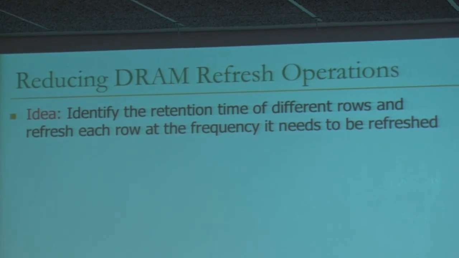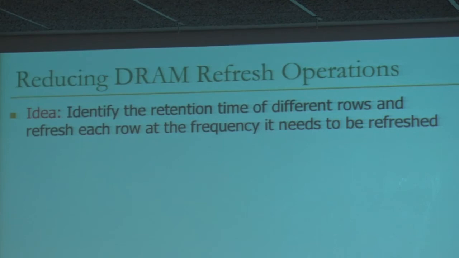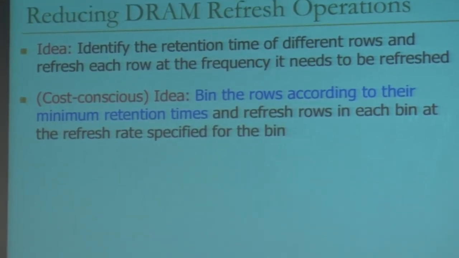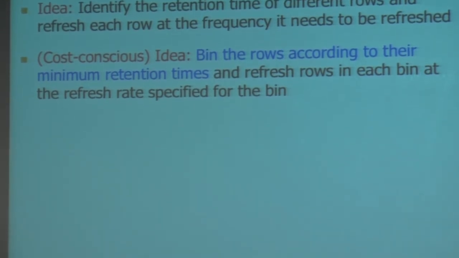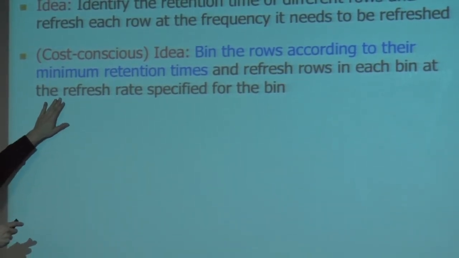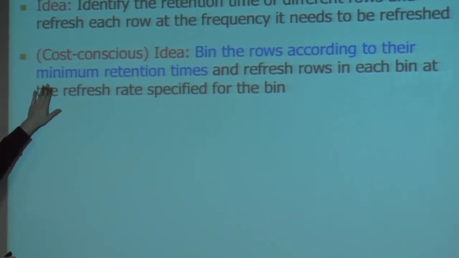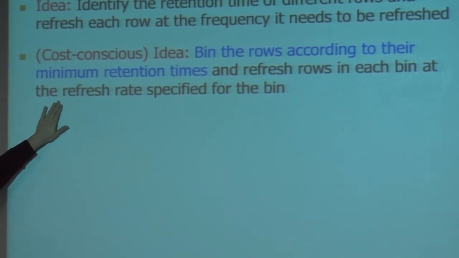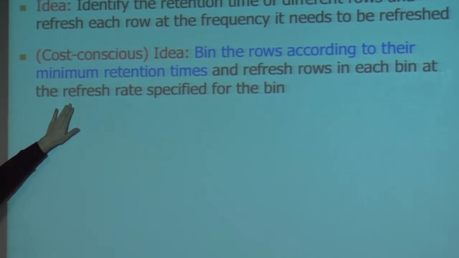The idea is to identify the retention time of different rows and refresh each row at the frequency it needs to be refreshed. But if you do this, then you need to associate a retention time with every single row, right? And that can have a lot of overhead. So a more cost-conscious idea is to bin the rows according to their minimum retention times and refresh the rows in each bin at the refresh rate specified for the bin.